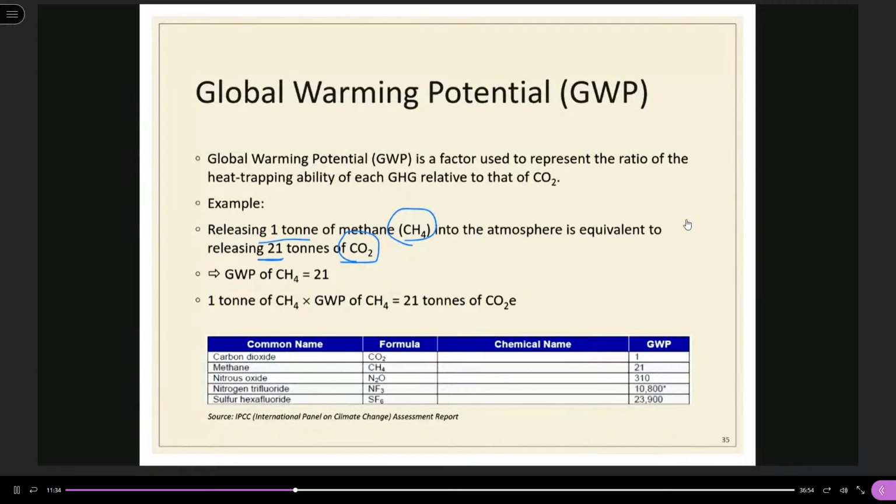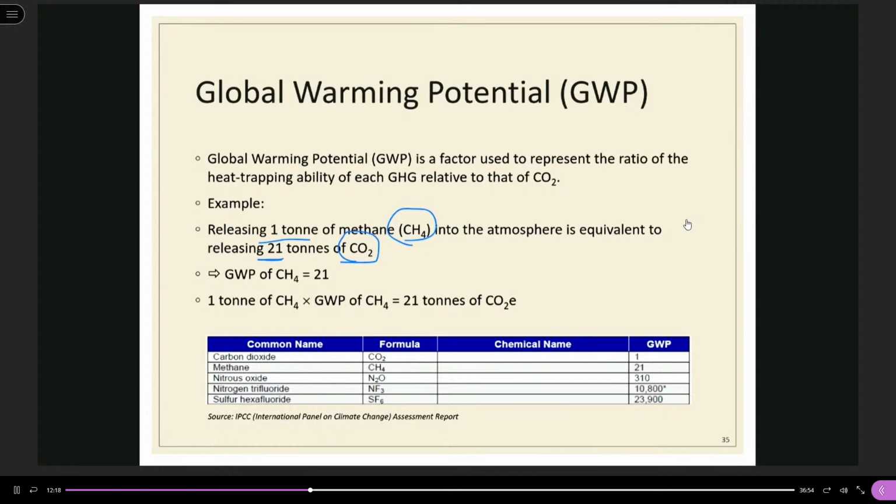Three of you, four of you, correct: methane. Methane has a higher heat trapping ability, because releasing just 1 ton has the same global warming effect as 21 tons of carbon dioxide. So now you can understand why environmental protection organizations persuade you not to eat beef: the cow contributes a high concentration of methane, and releasing methane has a higher greenhouse effect than releasing the same amount of carbon dioxide.